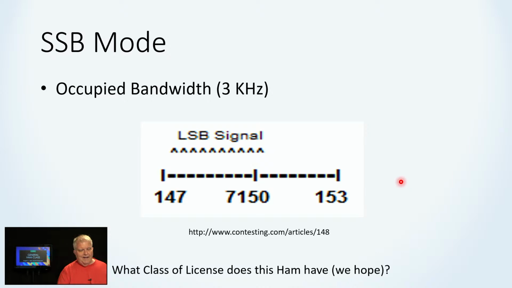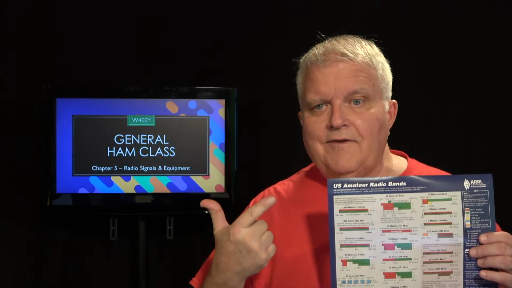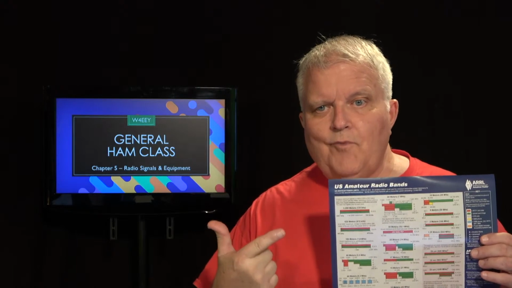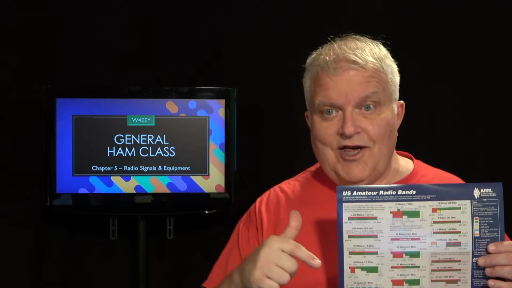Okay, so here we're back on the 40 meter band, 7150, and that must be the indicated frequency on our radio. And here's our 3 kilohertz lower sideband signal. Anybody have their color chart out handy? What class of license does this ham have, we hope? If you look at your color charts, this is in the advanced and extra class portion of the 40 meter band. So a general class operator actually could not operate on this frequency.